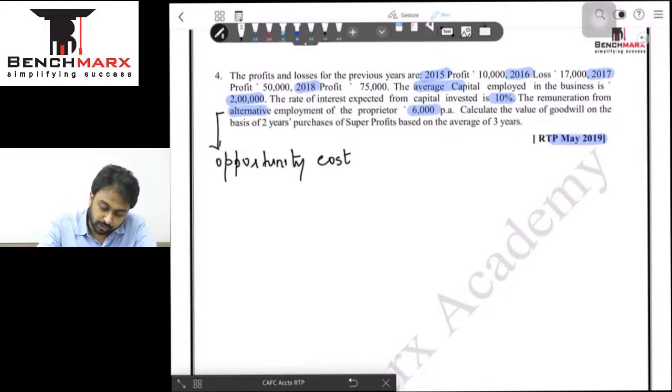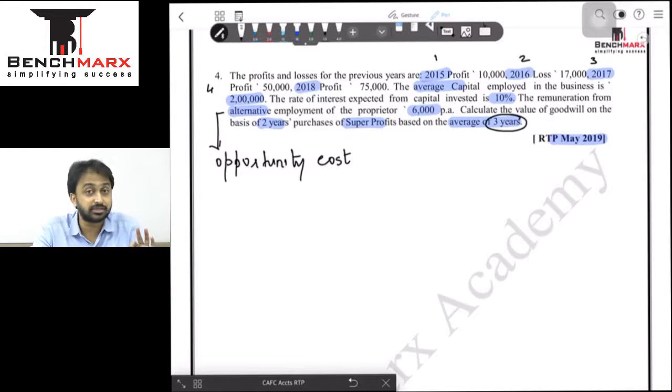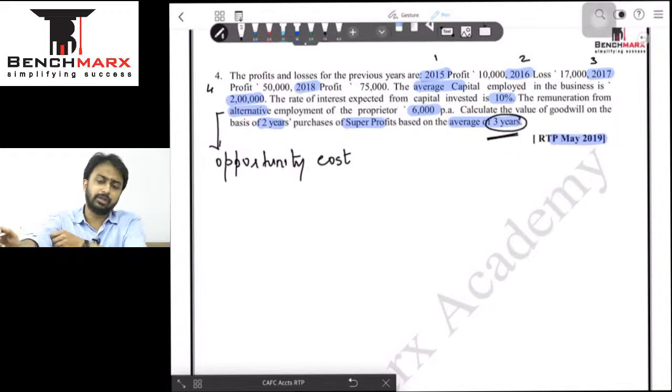Moving ahead. Compute the value of goodwill on the basis of 2 years purchase of the super profits method based on the average of 3 years. Important, we have been given data of 4 years, 1, 2, 3 and 4. But the question specifically mentions that I want goodwill based on the super profits based on the average of 3 years. So I will only take 3 years of profit, convert it into an average and then find my goodwill basis the average profits. Okay.